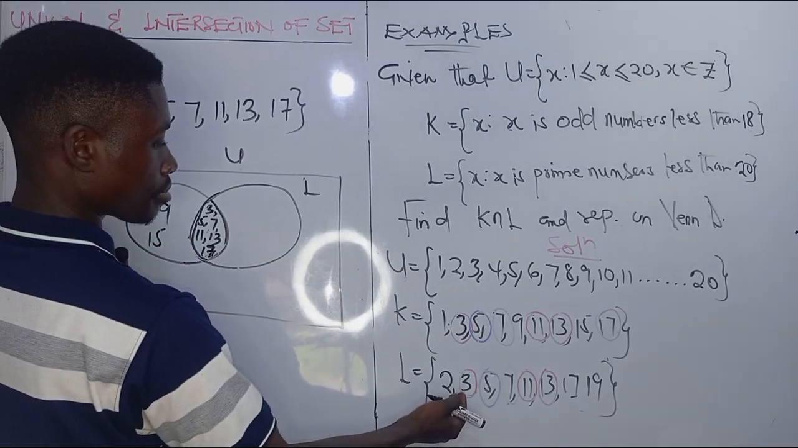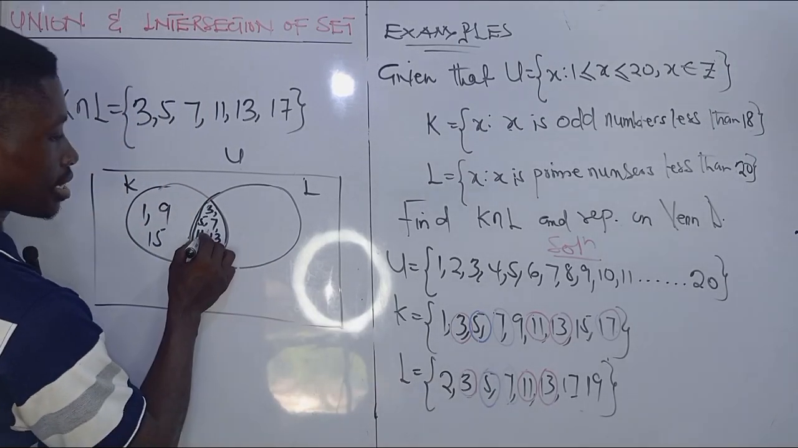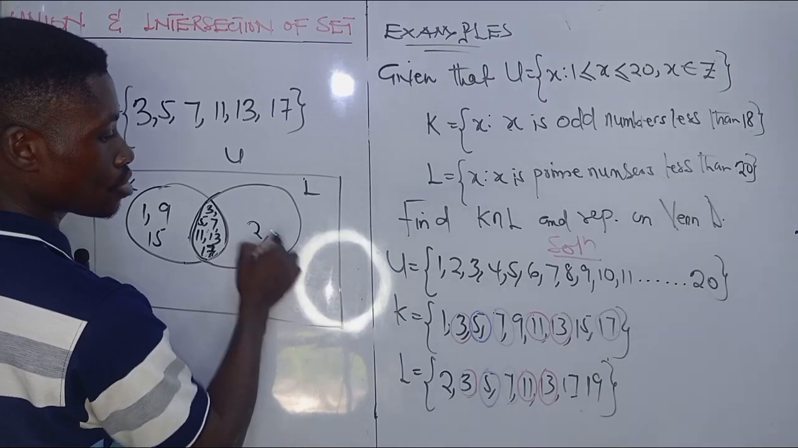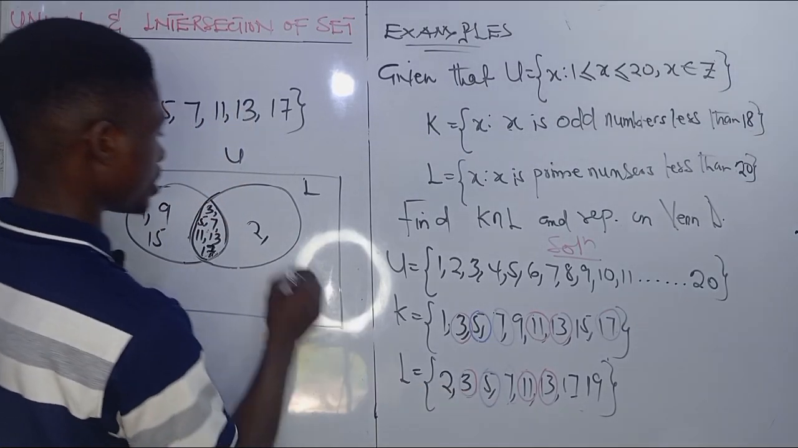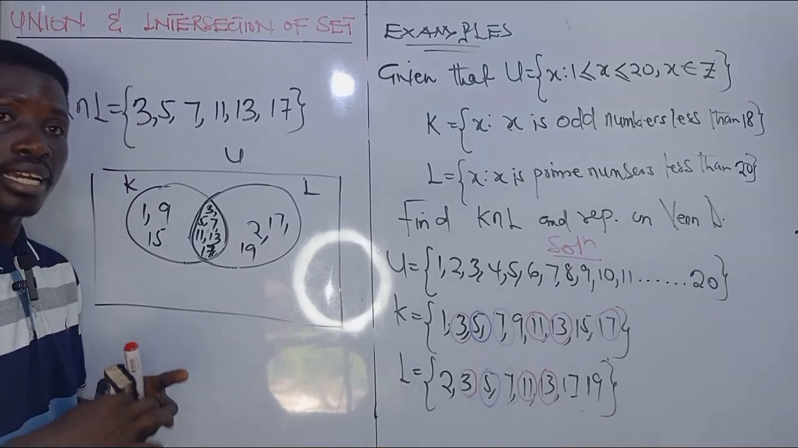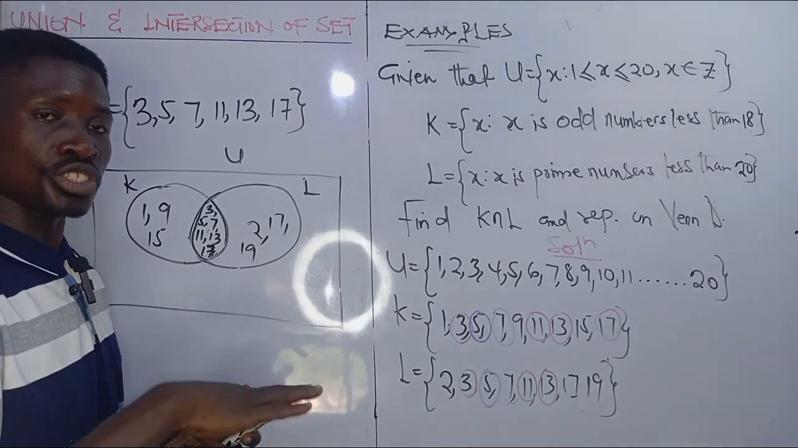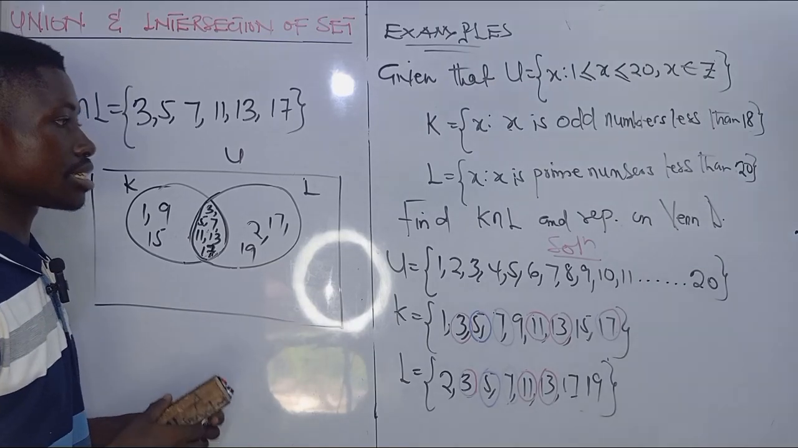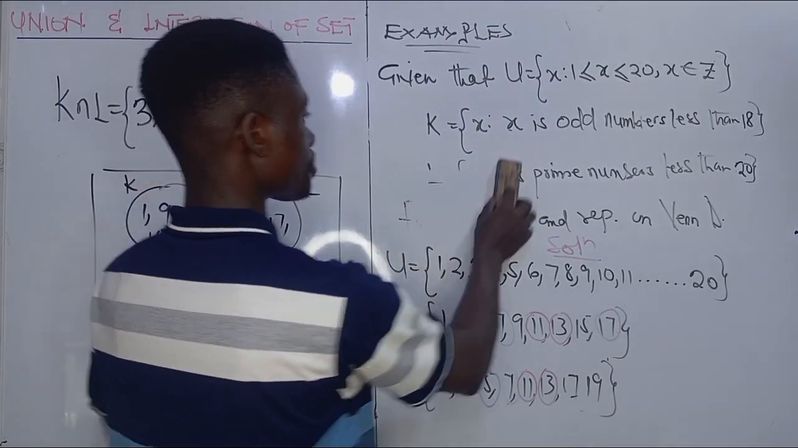So all these circled elements have been written down here. We are left with what? 2, 17, and then 19. And that is that. Let's move on to the union of sets. Union of sets.